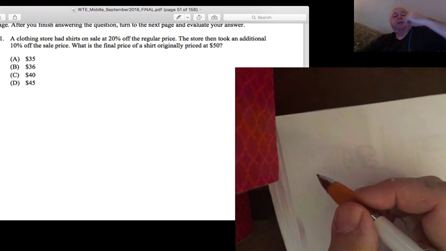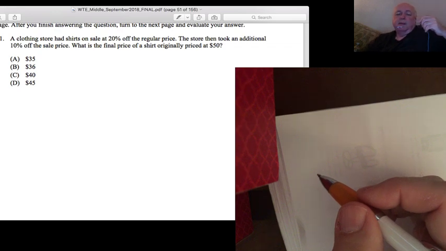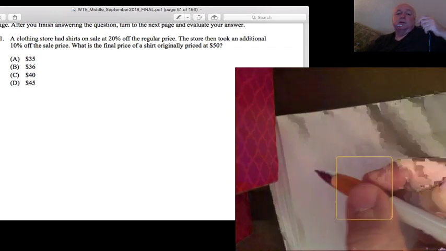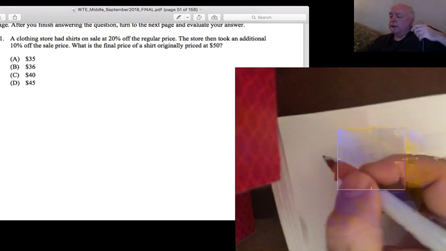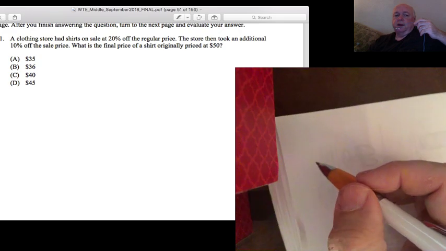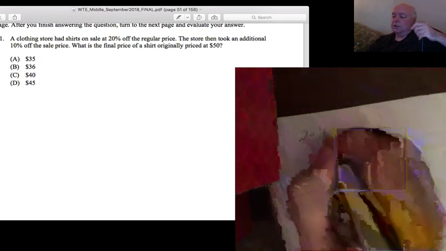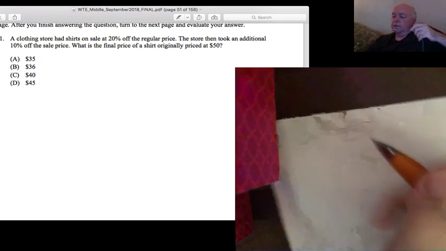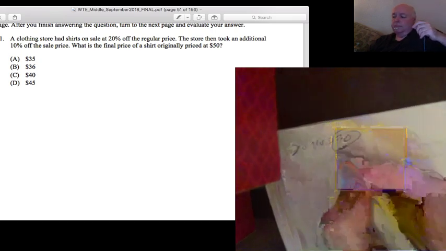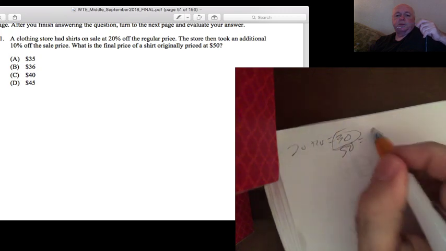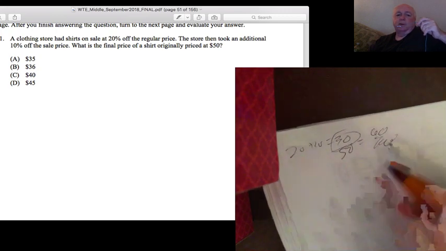Yeah, I just did it in my head. I did a rough estimate in my head, and I believe B is the answer. Most kids, or enough kids, are going to do 20 plus 10 equals 30, and then take 30% off, and I think get the answer 60 because 30 out of 50 is 60 out of 100. Okay? Which is probably going to give them C or something like that. That is not the way to do it.